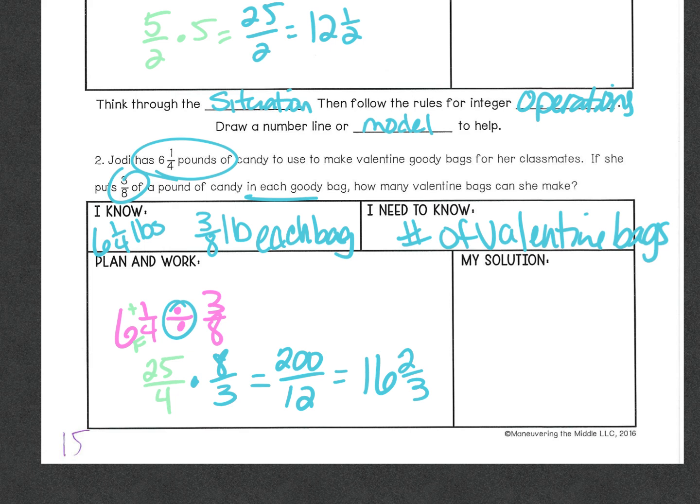So her solution is she can make 16 goodie bags, because she's not going to fill 2/3 of a bag. Okay, you don't give someone 2/3. So she can make 16 goodie bags from what she has.